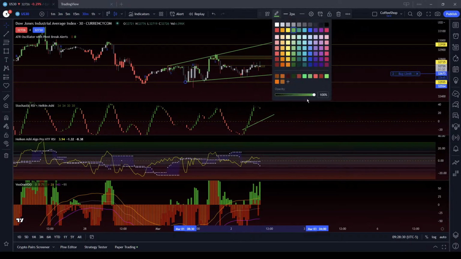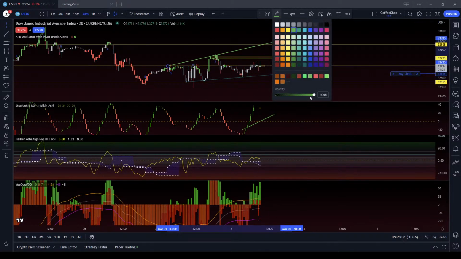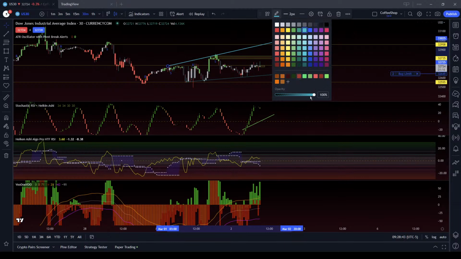Let's see here. This is my trend line right here. I actually want to change the color of this right there. Trend line here. I see this move is still setting up, we're on the Dow Jones. I don't like what's happening with it just yet. So let's see.